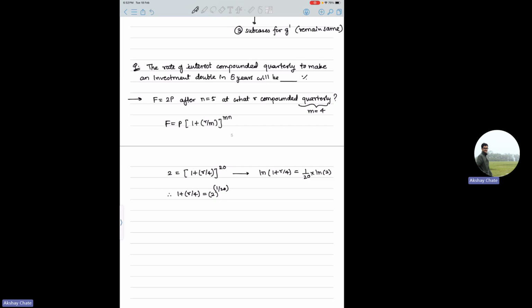Sorry, e to the power 0.693 by 20. One second, I'll use the calculator on my mobile because this PC calculator is bad.